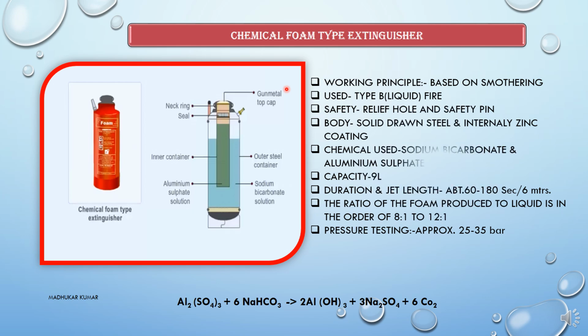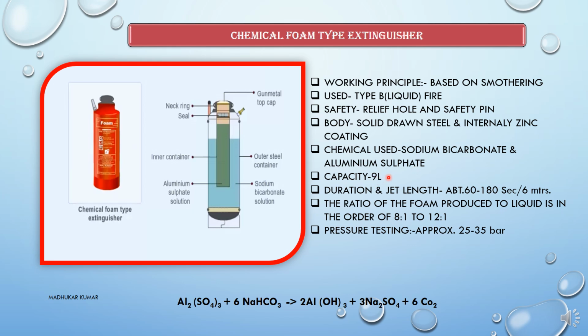Now we will see the detail of it. Working principle is based on smothering, that means cutting off the air supply. Type B, liquid fire. Relief hole and safety pin are there. Solid drawn steel and internally zinc coated, basically to prevent corrosion. Chemicals used are sodium bicarbonate and aluminum sulfate.